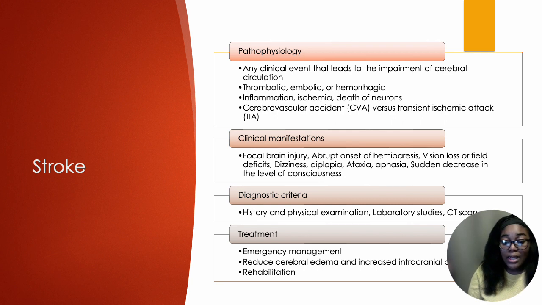As far as your diagnostics, you want to have a history and physical examination, but because a stroke is emergent, you want to get a CT scan immediately, so that they can be diagnosed with which type of stroke they are.